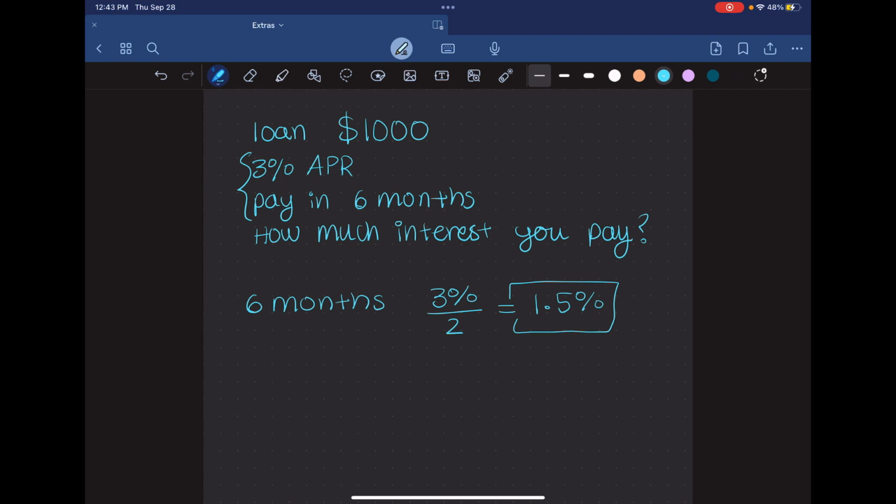So now we're just going to find 1.5% of our original loan, which is $1,000. So if I take 1.5% of 1,000, that's going to be 0.015 times 1,000, which is going to be equal to $15 when you type that into a calculator. And so our interest that we have to pay is $15 on that $1,000 loan.